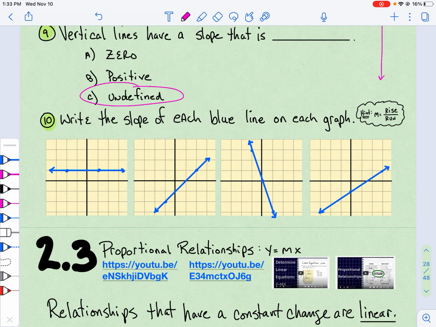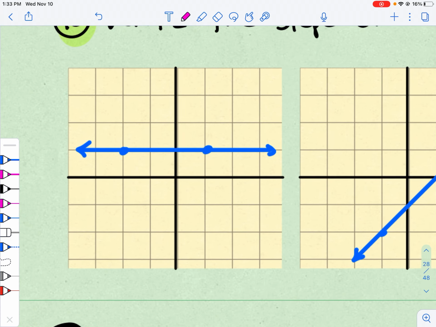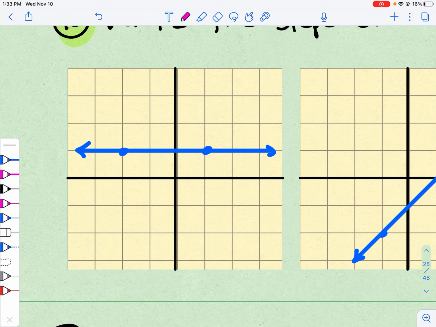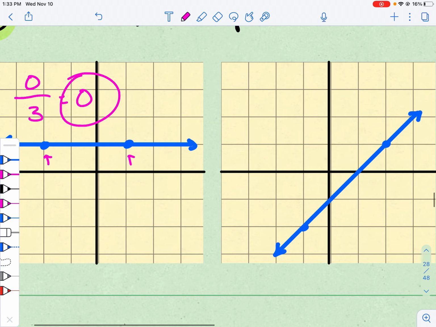Number 10 is just 4 more questions and we're done. It says, write the slope of each blue line on the graph. I was good enough to give you some points. So between this point and this point, the rise is 0, the run is 3, and that simplifies to 0. So the correct answer is 0. You shouldn't be typing 0 over 3. You should just be typing 0.